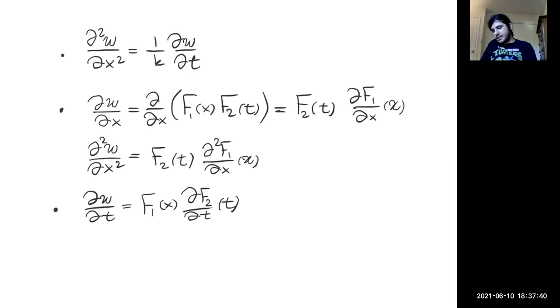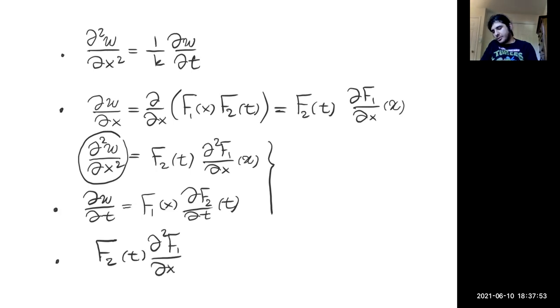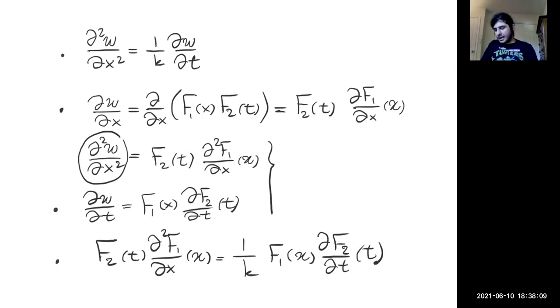Okay, so the equation tells us that this thing here, which is equal to f2 of t times the second derivative of f1 with respect to x at the point x, should be equal to 1 over k times f1 of x times the derivative of f2 with respect to t. Right, that would be our equation.